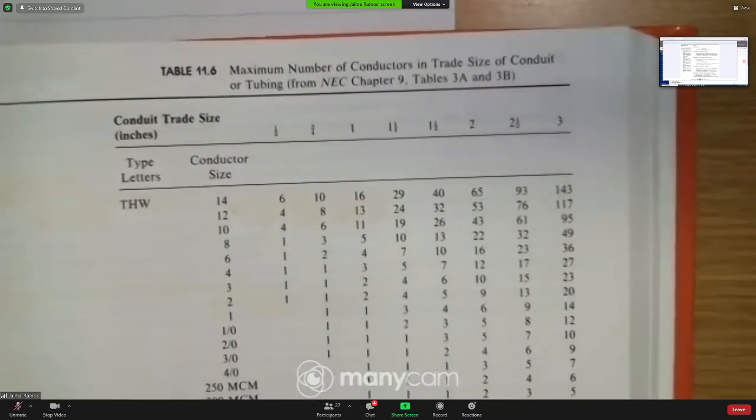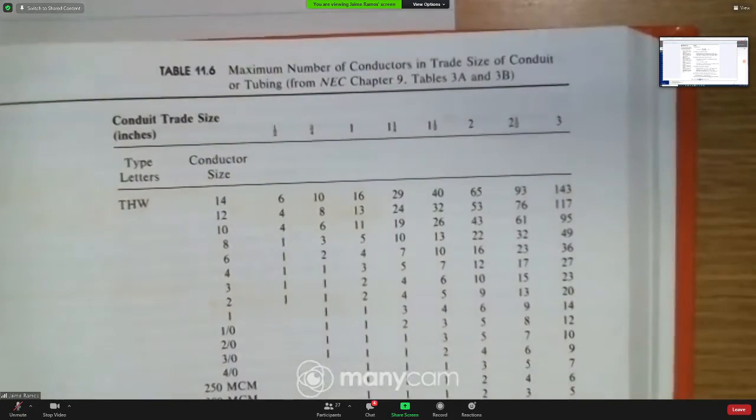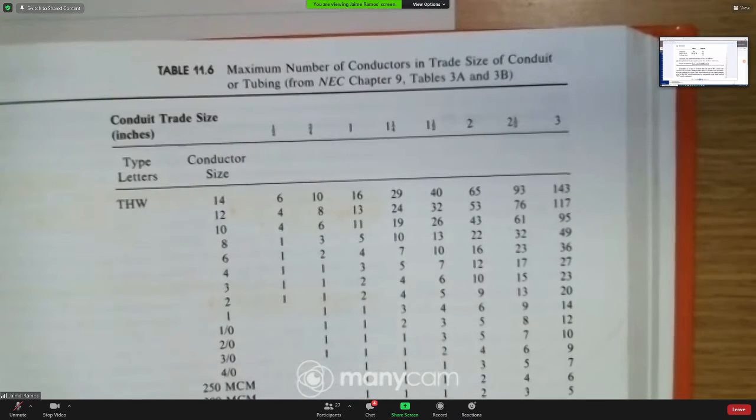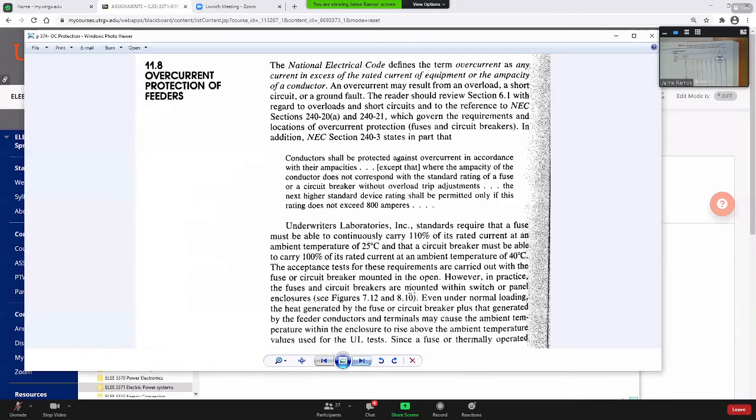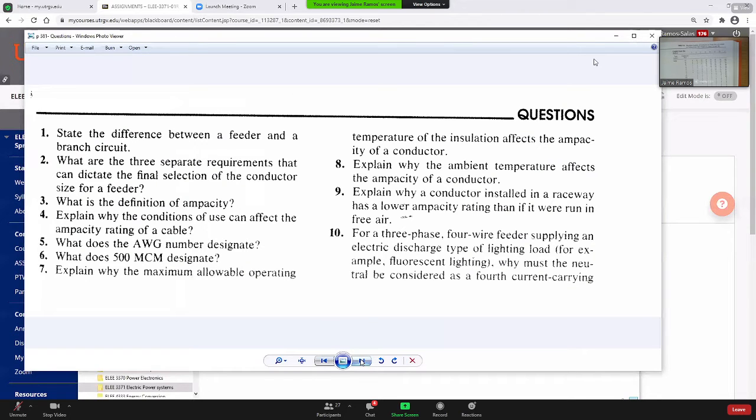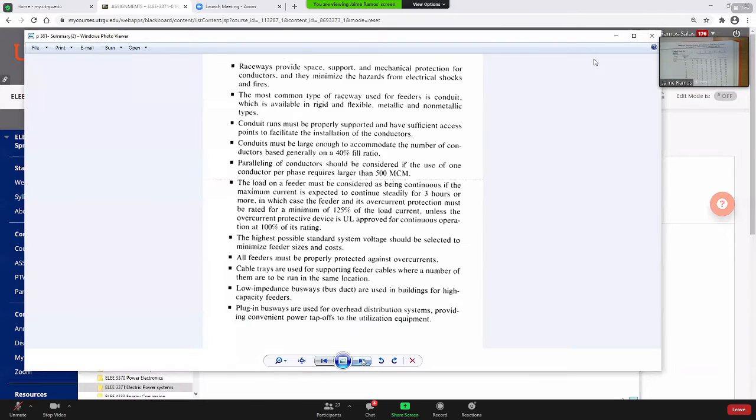Okay, good. So that's this example. You will need more examples for the homework, okay? Overcurrent protection of feeders. Okay, so that's this chapter.